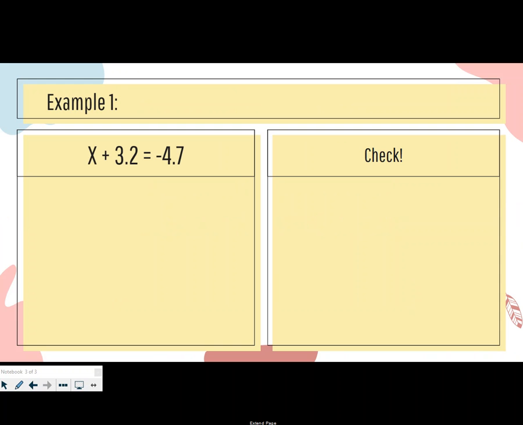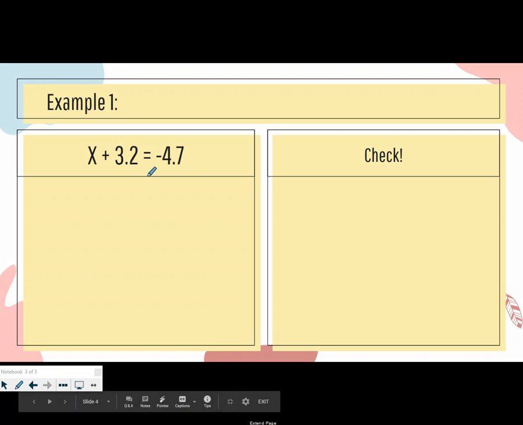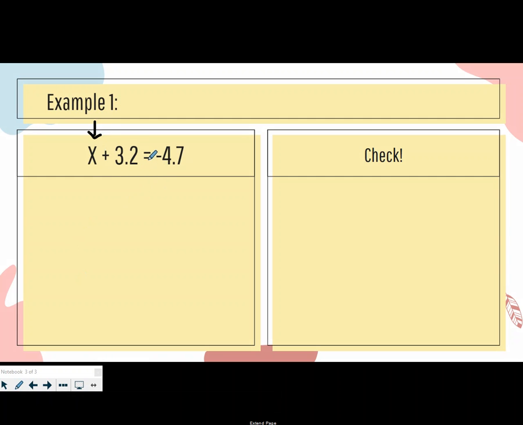We're going to start out by doing two one-step equations together. As a reminder, when I have my equation, I want to get x by itself. I draw the line underneath the equal sign, so I remember that what I do on one side of the equal sign, I have to do on the other. There's a positive 3.2 with the x. So ask yourself, what's the inverse or opposite of a positive 3.2?